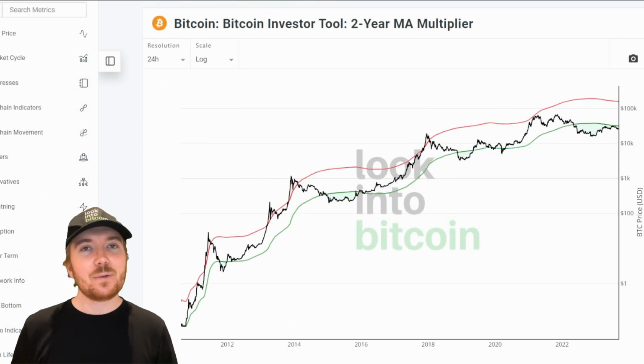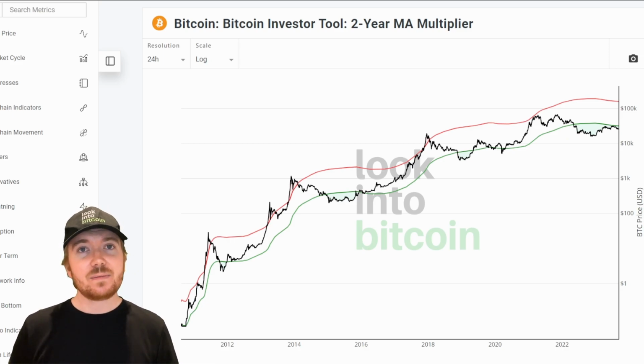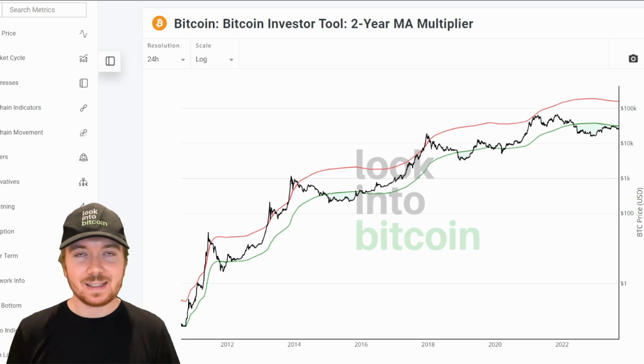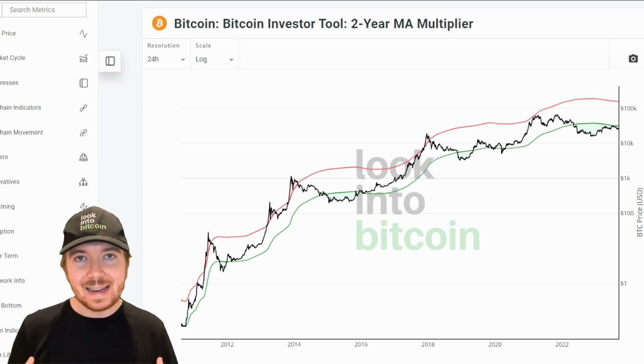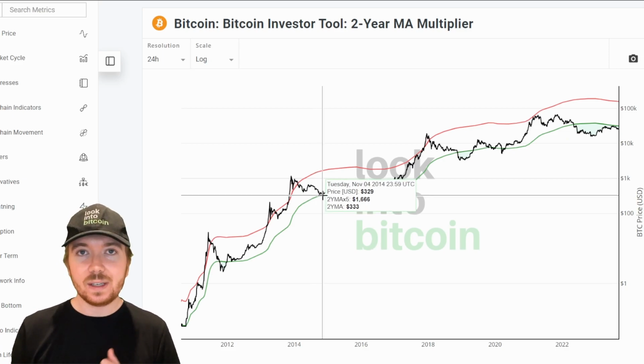So for this idea, I wanted to keep things again in the spirit of simplicity and make this something someone could very easily implement. So I've just used the Bitcoin Investor tool for this part, and really what we're going to be doing by implementing this is only dollar cost averaging into positions once we see Bitcoin beneath this green line on the Bitcoin Investor tool, which is the 2-year moving average.